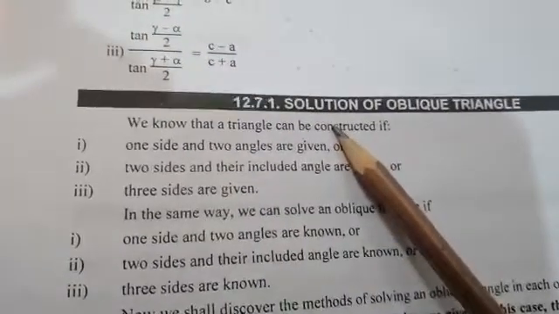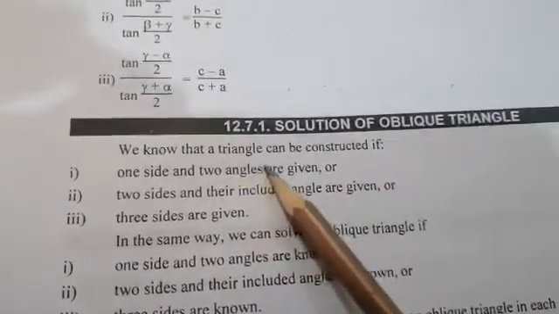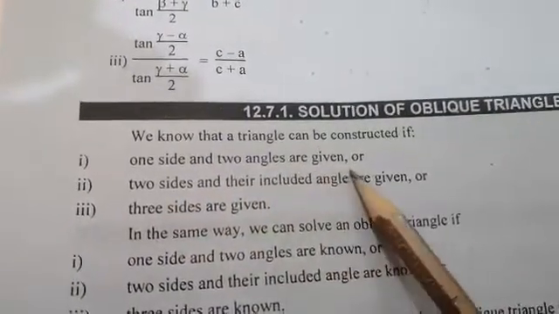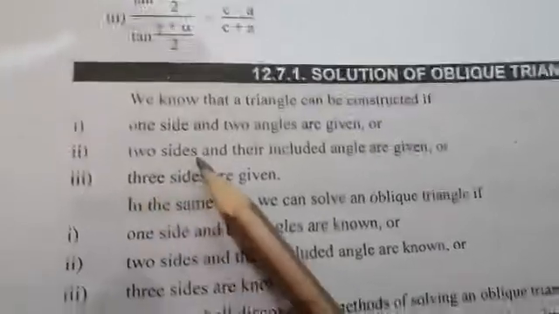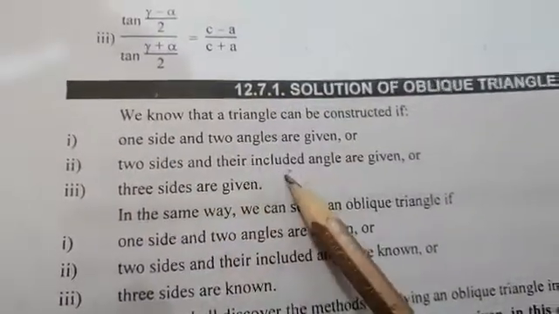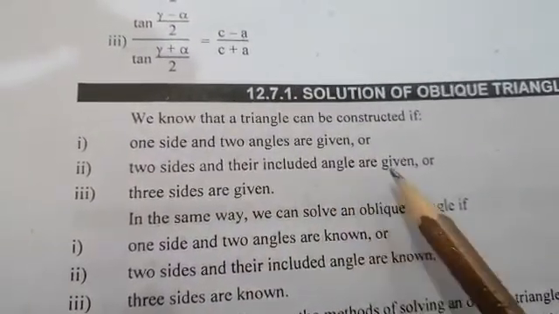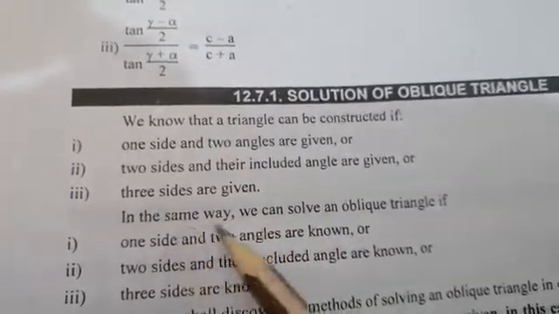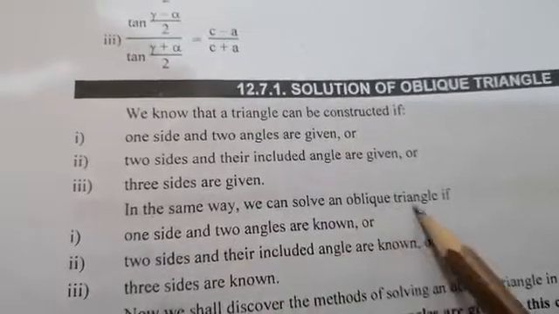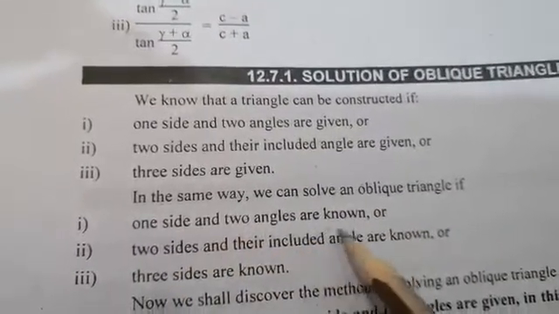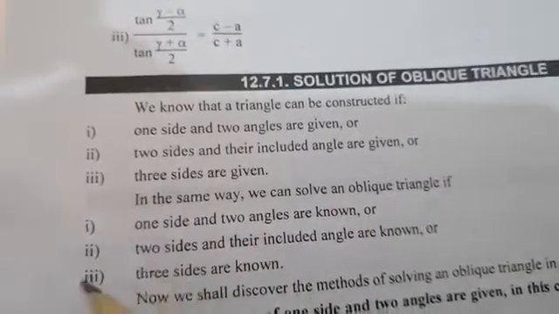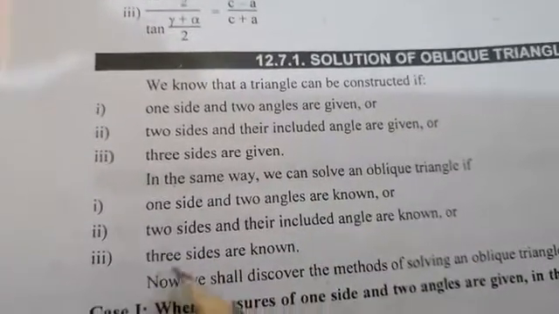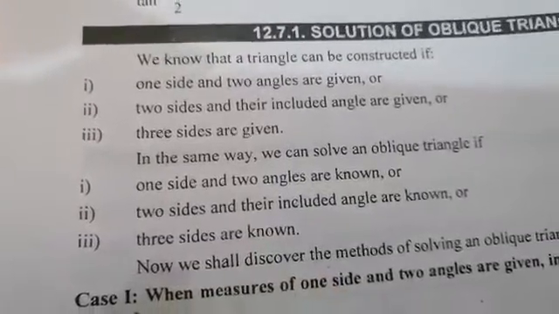Solution of oblique triangles. A triangle can be constructed if one side and two angles are given, or two sides and their included angle are given, or three sides are given. In the same way, we can solve an oblique triangle if one side and two angles are known, second, two sides and their included angle are known, or three sides are known.